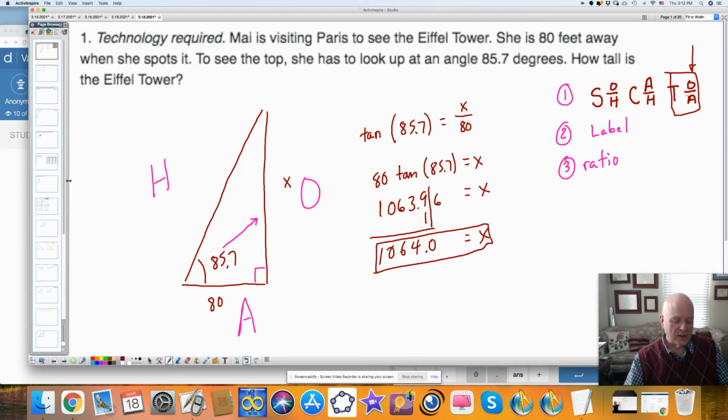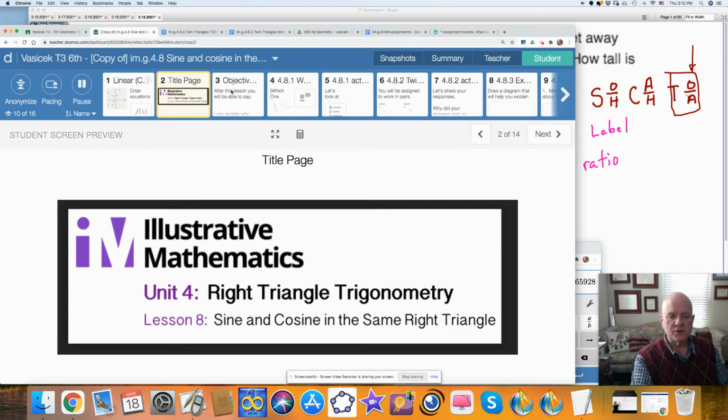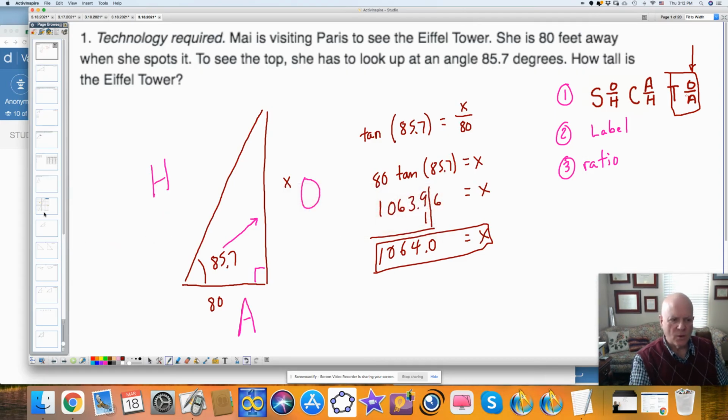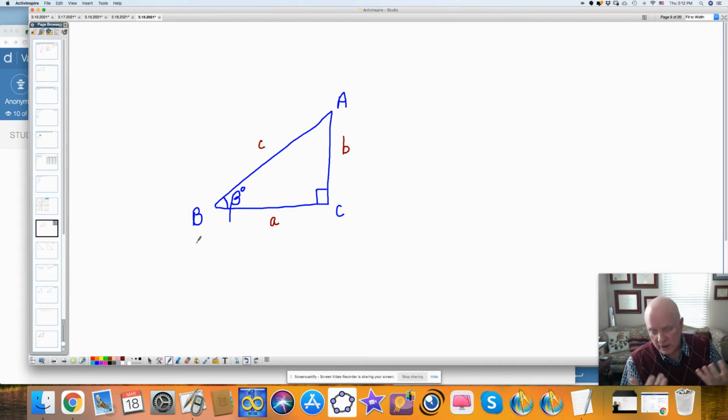Okay. Now, in today's lesson, the first thing we're going to do is the objectives. I can explain why the sine of beta is equal to the cosine of 90 minus beta. What's with this beta thing? Well, out of honor to the Greeks who gave us geometry, we're going to use Greek letters. So instead of calling it angle B, we're going to call it beta degrees. And you'll notice that this is 90. These two acute angles in this right triangle have to add to 90. So if I subtract beta from 90, I'm going to get this angle, 90 minus beta.